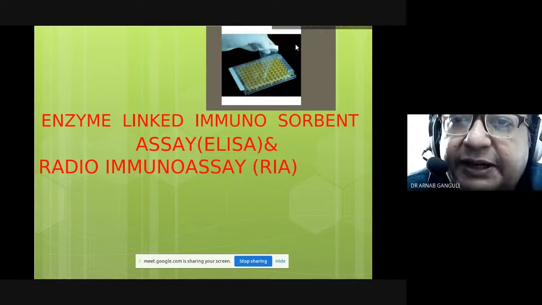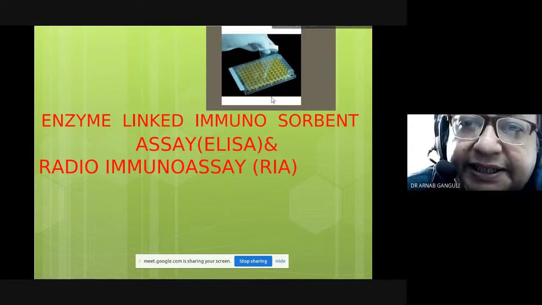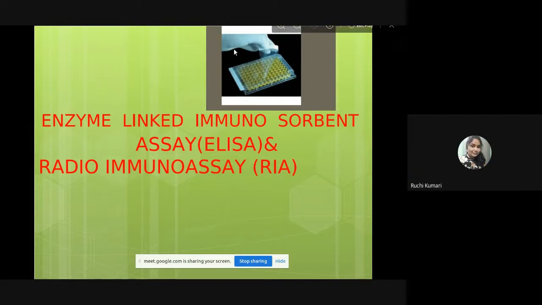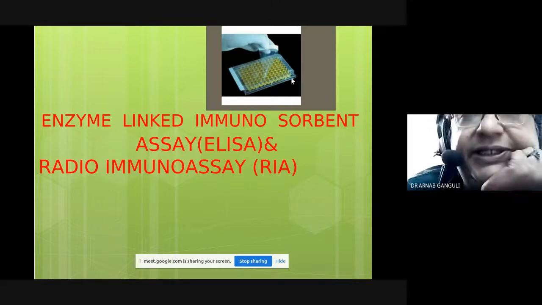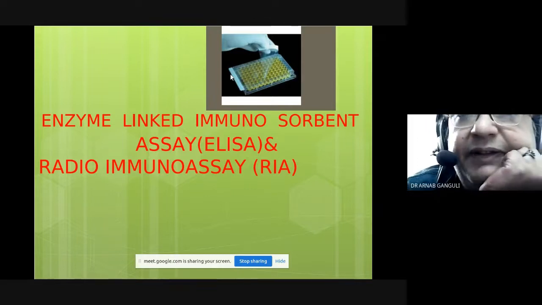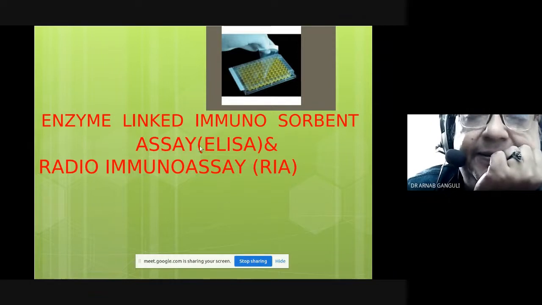So you can see these plates, right? Yes, sir. These are the plates. They are put inside a spectrophotometer type of ELISA machine. They will detect the intensity of binding.